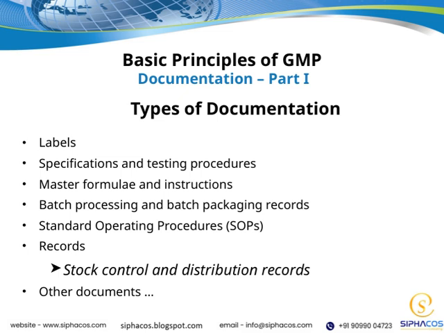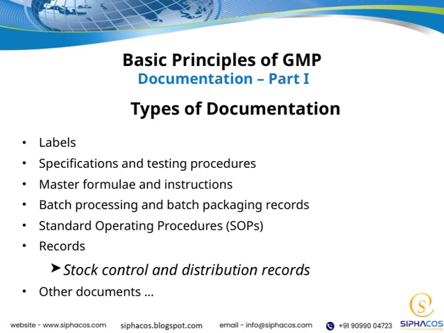Next are specifications and testing procedures, which ensure that each batch meets the required quality standards through detailed testing protocols. Master formulae and instructions are critical because they serve as the definitive guide for manufacturing processes, ensuring consistency and accuracy every time. Batch processing and batch packaging records document the production and packaging of each batch, providing traceability and accountability.